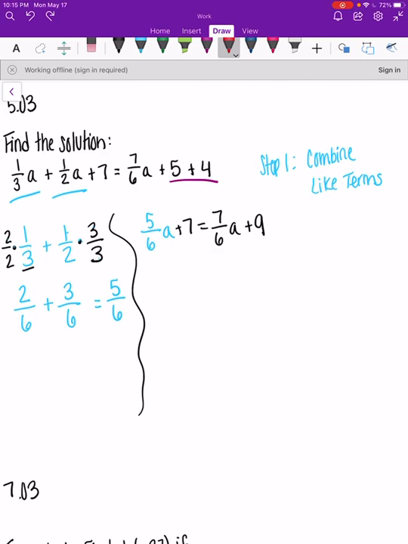And it's a positive 5 over 6a, so I need to do the opposite, and I'm going to subtract 5 over 6a from both sides of the equal sign. These cancel out. We do that in red. And now all I have left on that side is 7, and 7 equals, well, 7 over 6 minus 5 over 6a is 2 over 6a, and then plus 9.